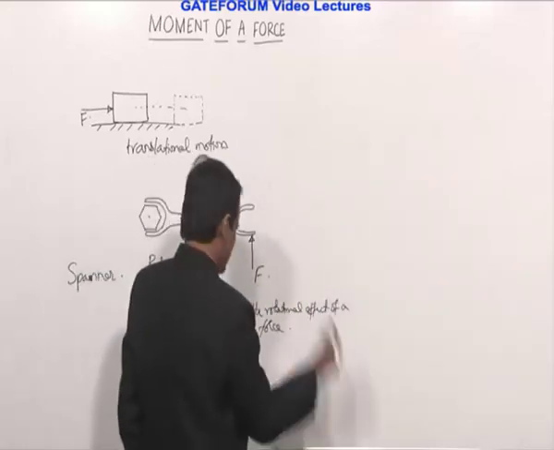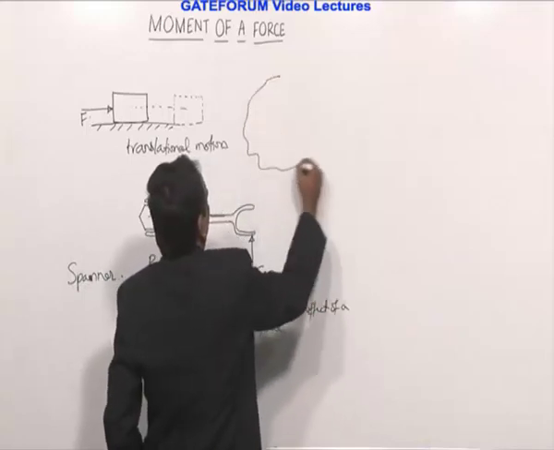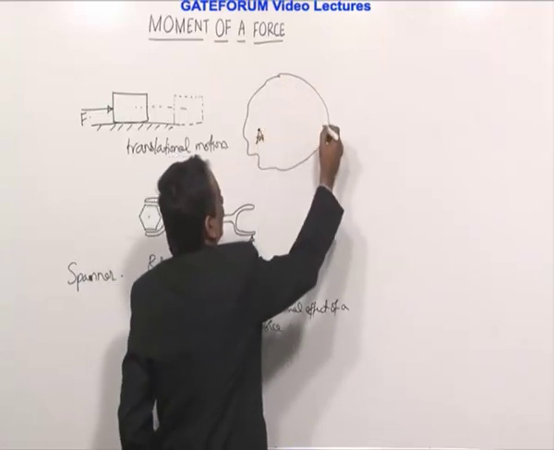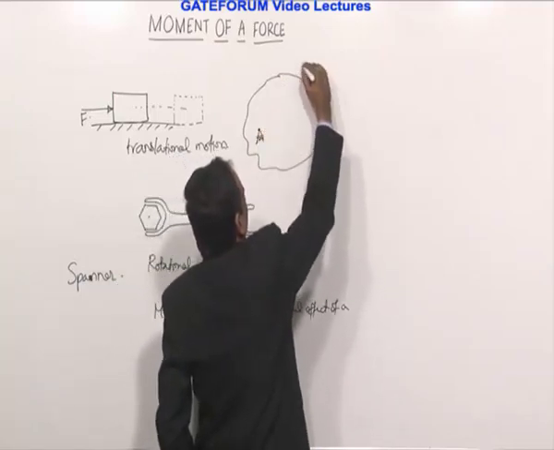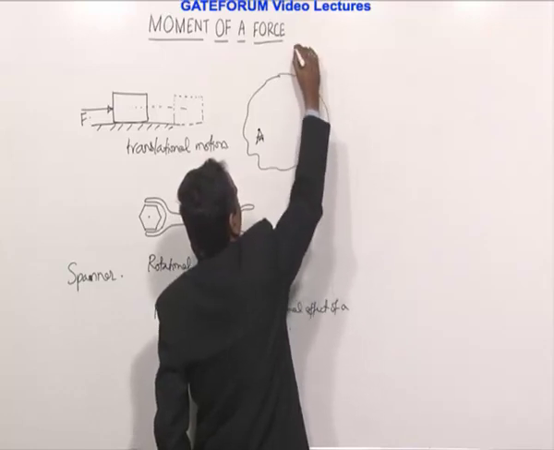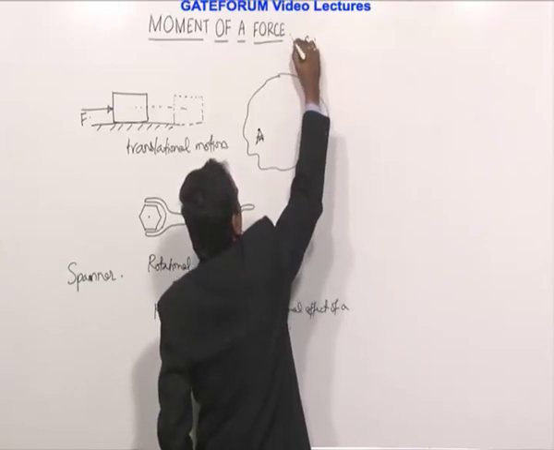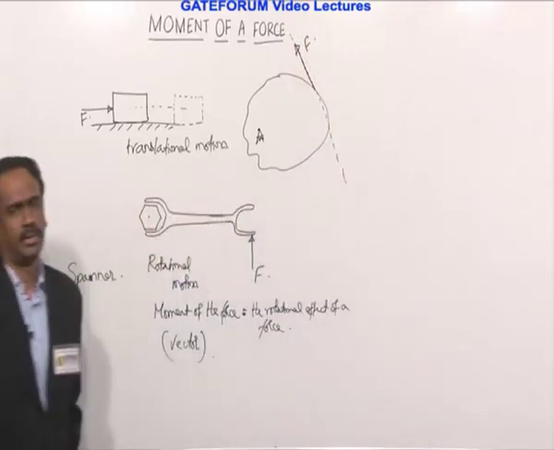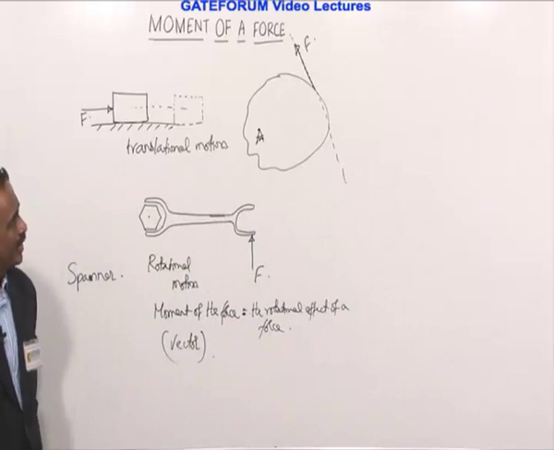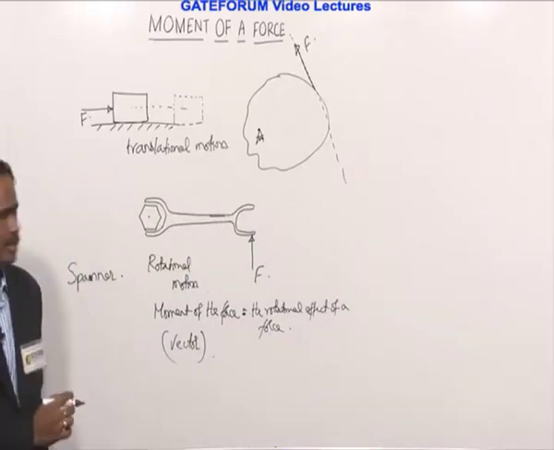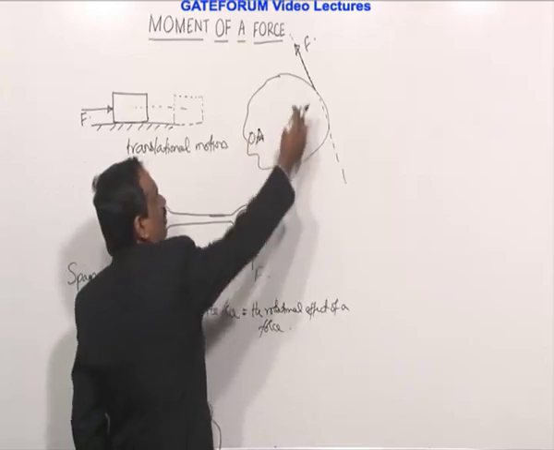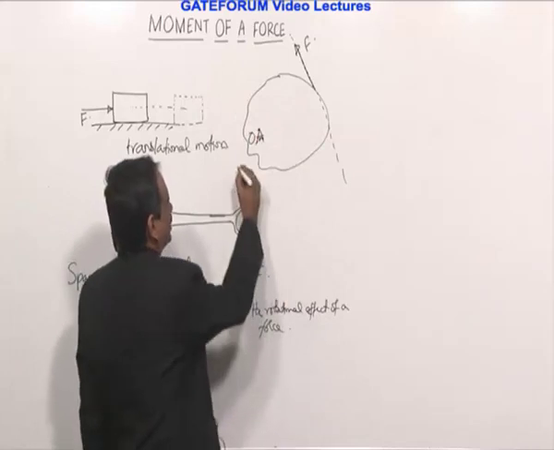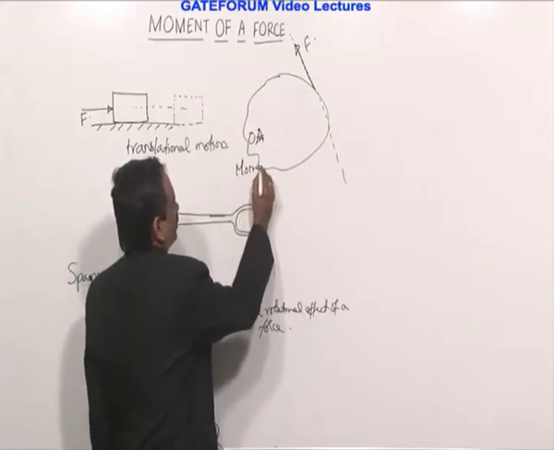Let's take a general case where it is just a body which is pivoted here, okay, and we are applying a force like this on this body, and this will be what? The line of action of the force. Now how to find the moment of this force about this point, because this force will try to rotate it about this. Now this one we call as the moment center.